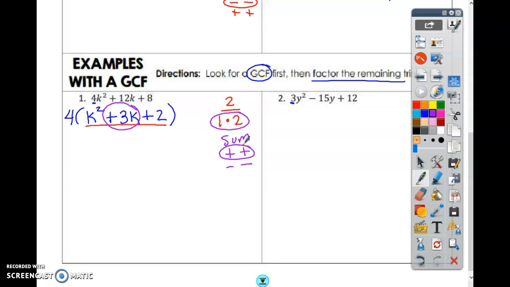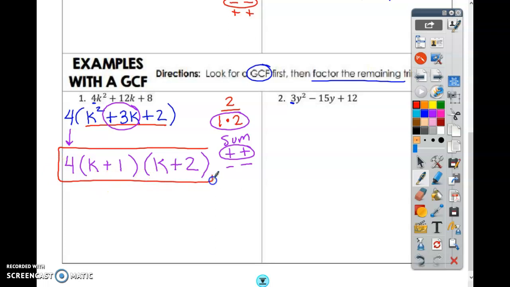We finish. So we're going to bring this down, the 4 comes down, and then I have my factors right here. So it's k times k. My numbers are 1 and 2. And my symbols are plus and plus. And I'm done. So I want you to pause the video and try this problem by yourself, and then see if you got it right.